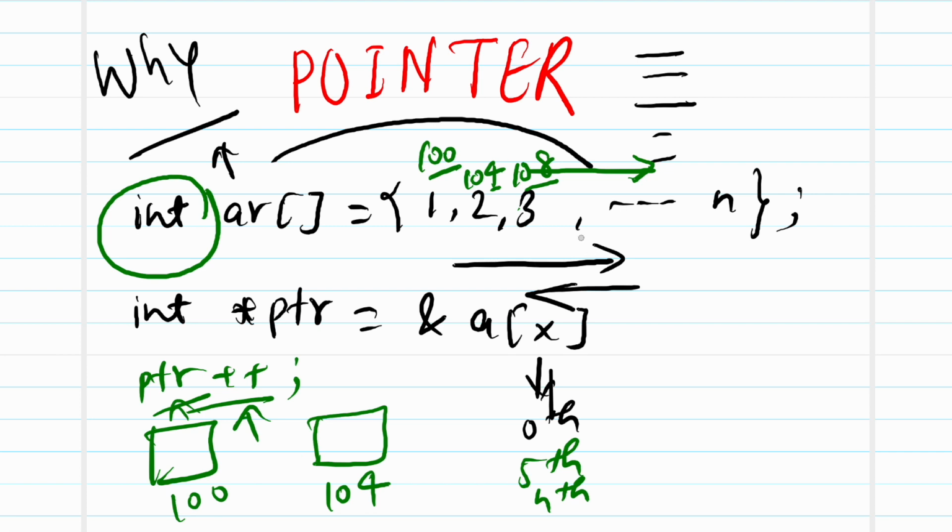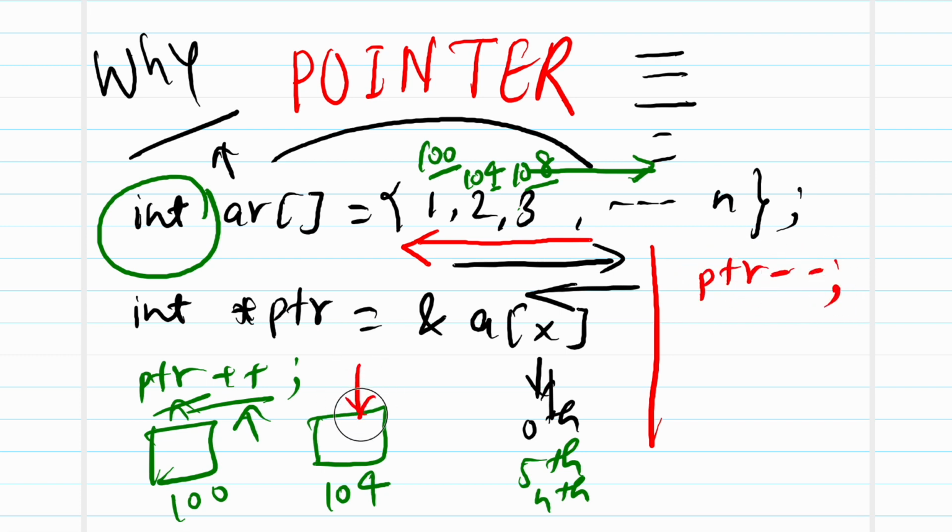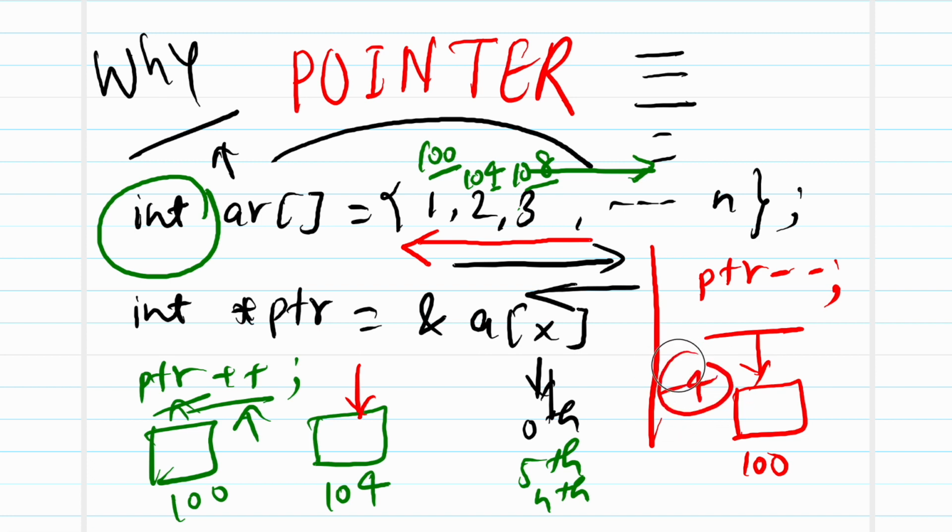And in the same way, you can traverse in backward direction as well. And how can you do that? With the help of decremental operation, minus operation. Let's say it was pointing to the 104th memory location. So after this operation, it will point to the 100th memory location, minus 4.